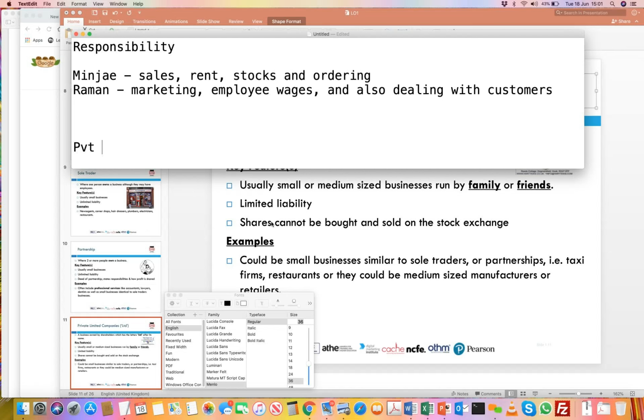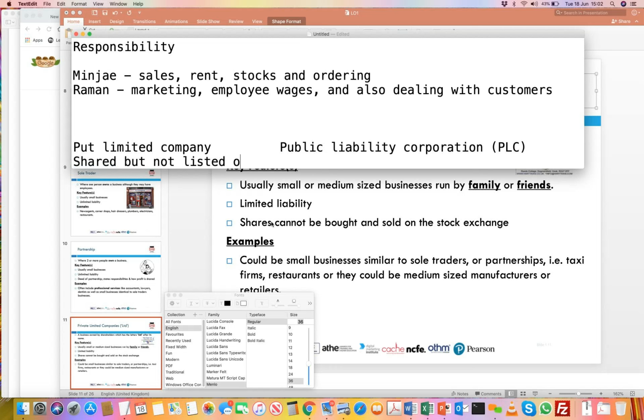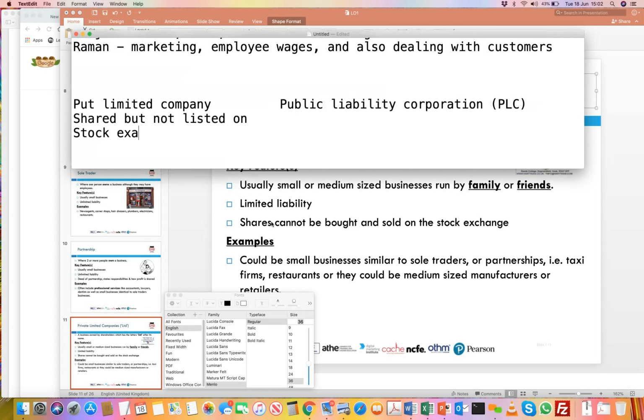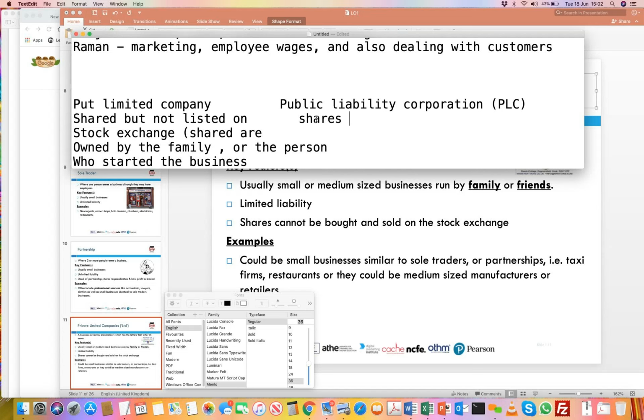So if I look at a private limited company and I look at a public limited company, or PLC, what is the difference? The difference is this has shares but they are not listed on the stock exchange. Here the shares are owned by the family or the person who started the business. Now in this case, the shares are owned by the public, members of the public, right?